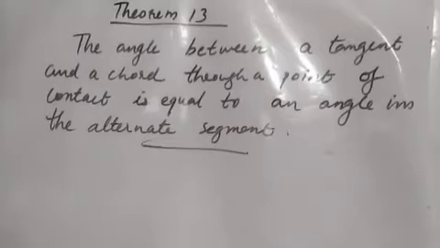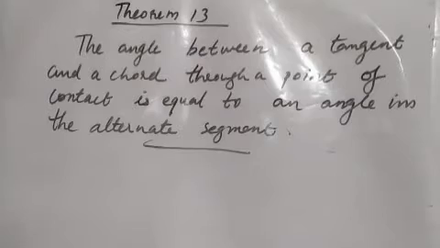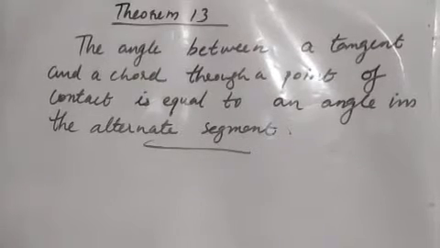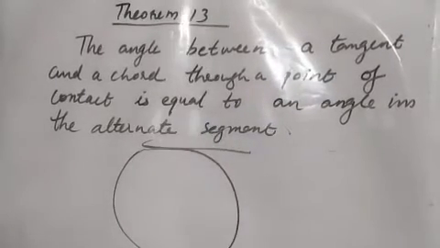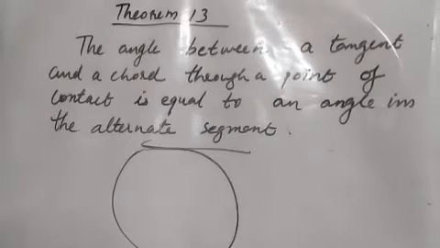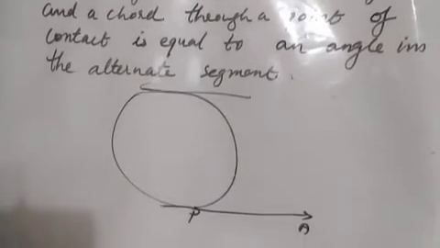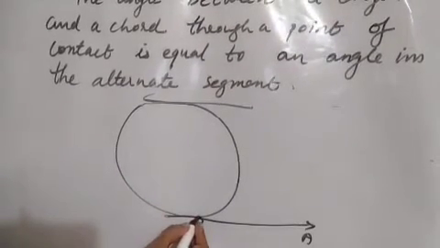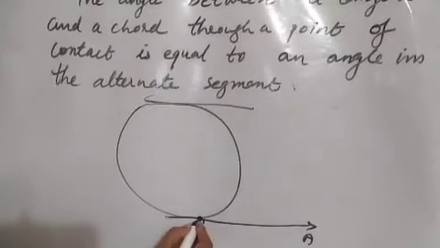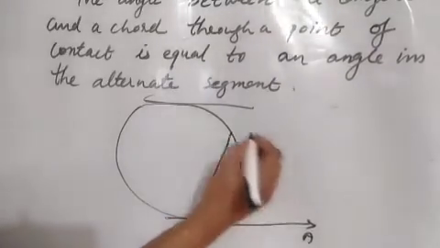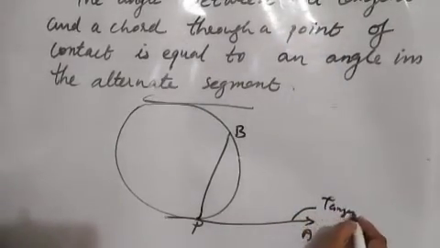Understood? Theorem 13 is: the angle between a tangent and a chord through the point of contact is equal to an angle in the alternate segment. Let us draw a circle here and a tangent at the point P. This is the tangent. AP is the tangent. And if we mark a chord passing through the point of contact, this is the point of contact. So let us draw a chord. BP is a chord. This is the tangent and this is a chord.